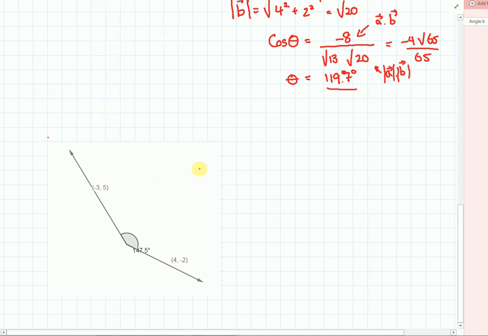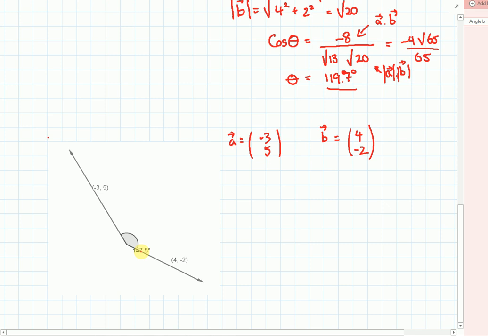Here's the second example. We've got two vectors. One is minus 3, 5. The vector I'm calling A, vector B, I'm saying is 4, minus 2. The program I use to create these vectors notes them using commas. Now, what you're going to be asked in the exercise I've set is to verify these angles.